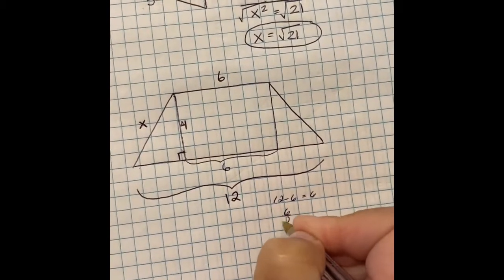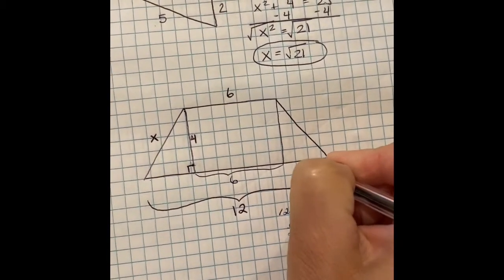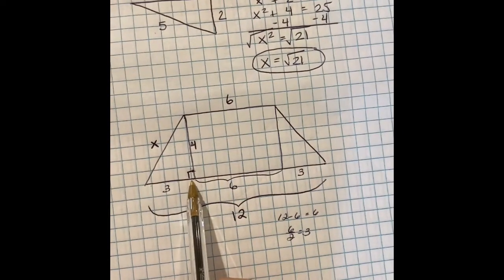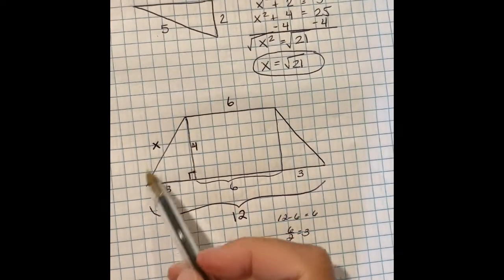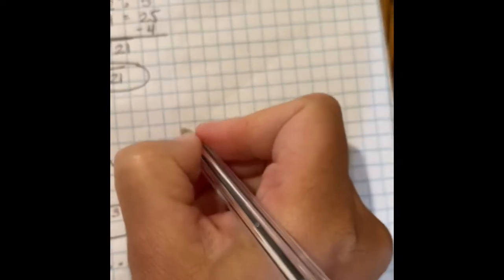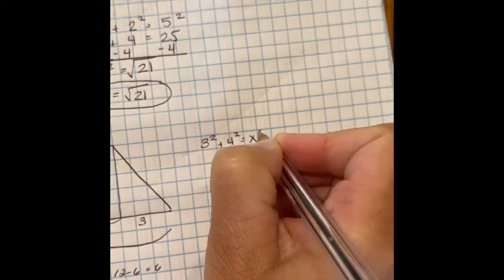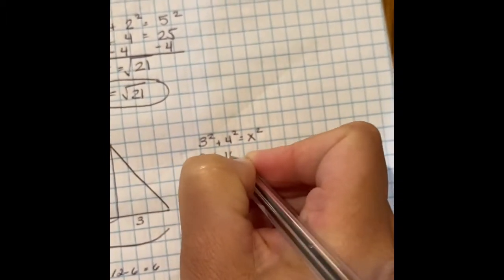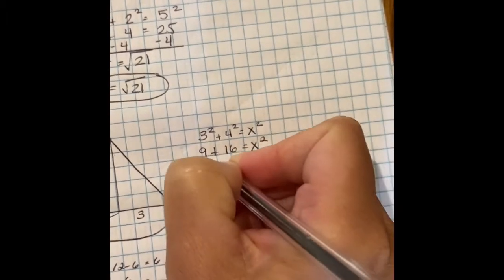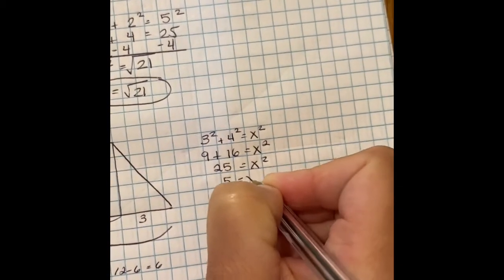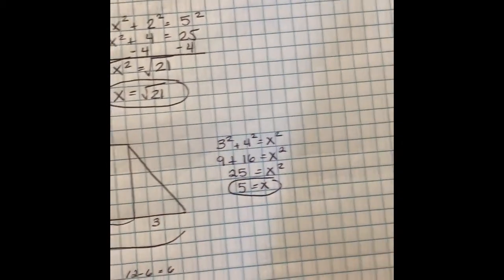The rectangle inside has a length of 6 and a height of 4. We need to find these two little sides of the trapezoid by subtracting, and we find that they're 3. And now we have a right triangle with legs of 3 and 4. You need to find the hypotenuse, which is the square root of 25, which is 5.